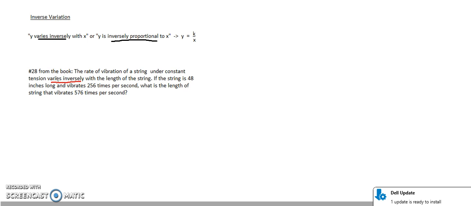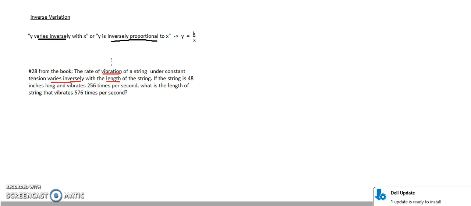We know that we have varies inversely, so we know we're going to have this model. We're not given letters this time. We're not given an X and a Y, so we're going to have to figure out what our variables are and what letter we want to give them. You can use X and Y for everything, but then it gets confusing as to which one's X, which one's Y, so I'd recommend using whatever letter makes sense for the problem. So for this one, we're looking at the vibration varies inversely with the length. If we break this first sentence down to what we need, vibration varies inversely with length. Those are the key words right here.